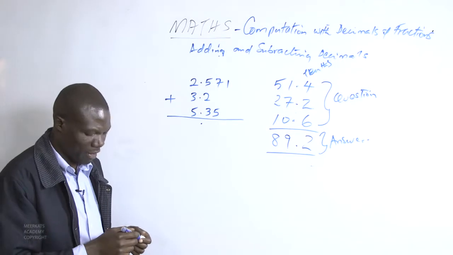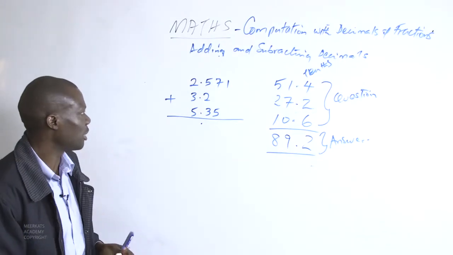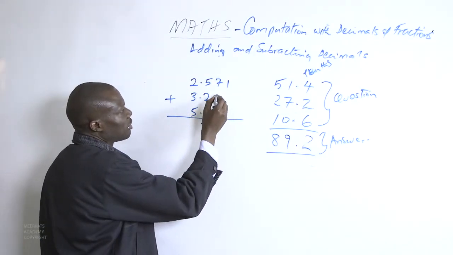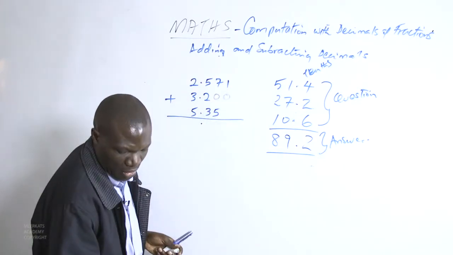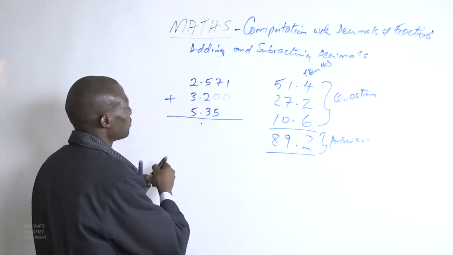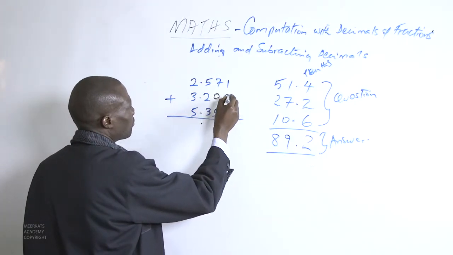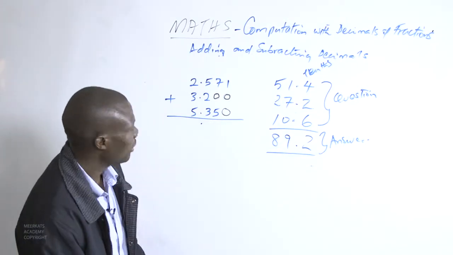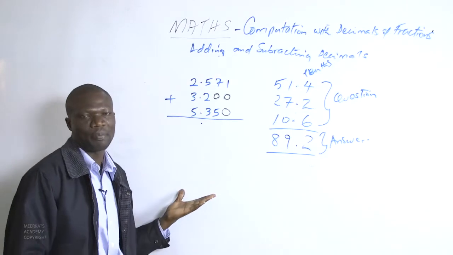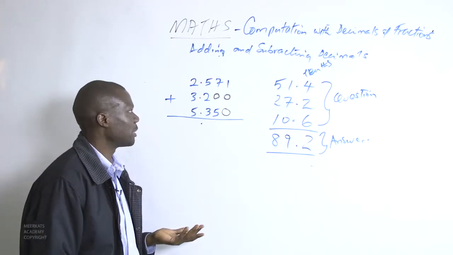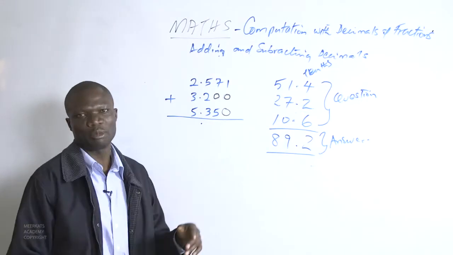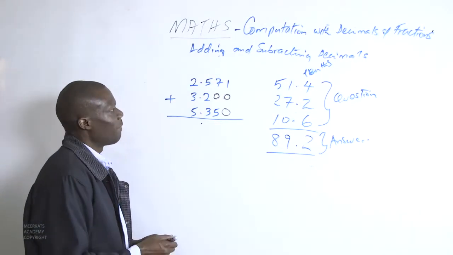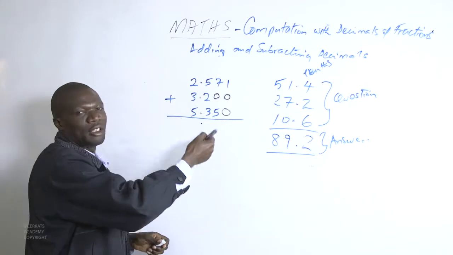But now what's happening here is that the zeros are important. So here we shall expect you to bring in additional zeros. Now, why have I brought additional zeros there? So that at least we can have equivalent decimal places. But take note that zeros after a decimal place are insignificant. They do not change the value of that number. But now it can assist us to do the addition as required.